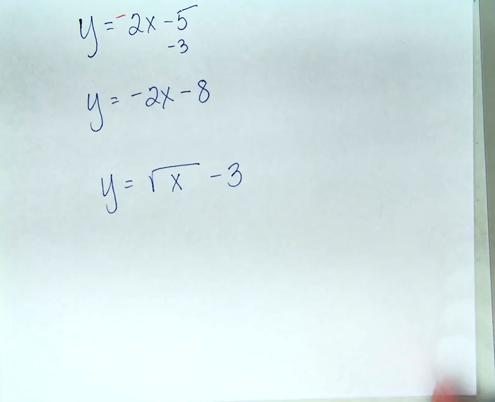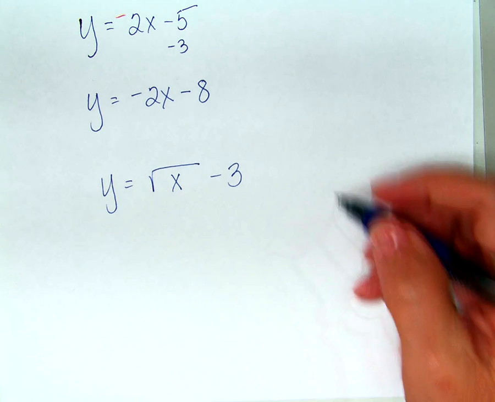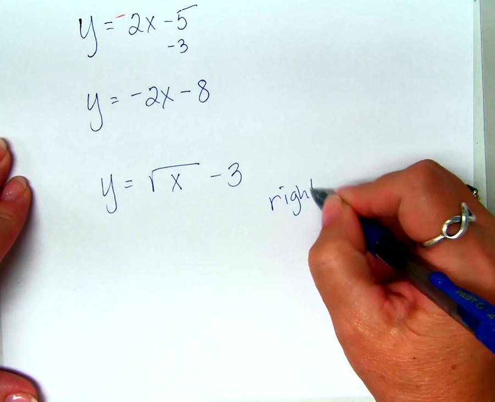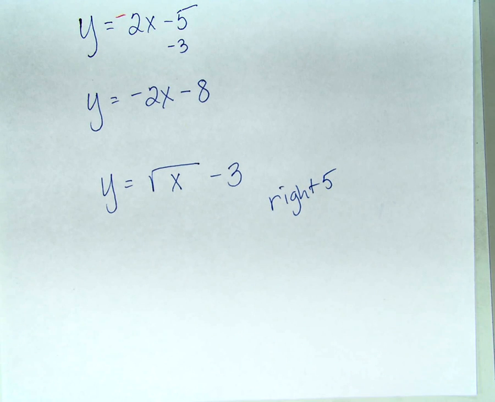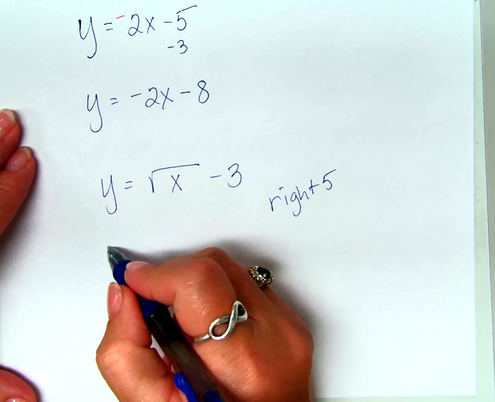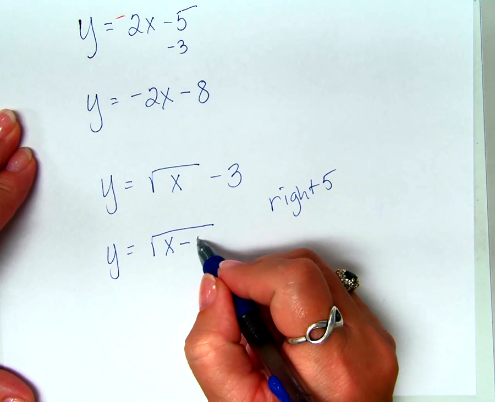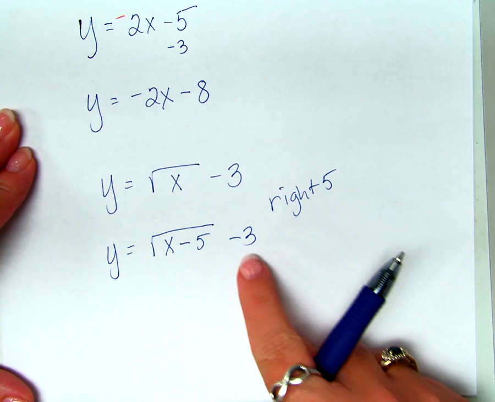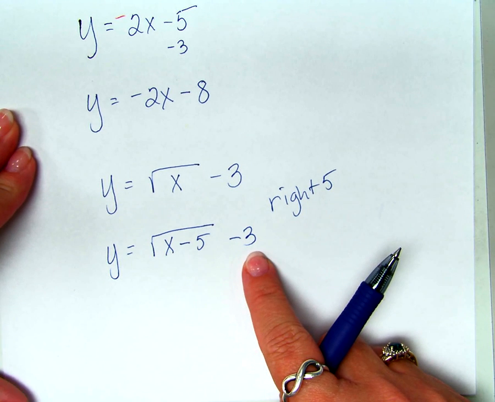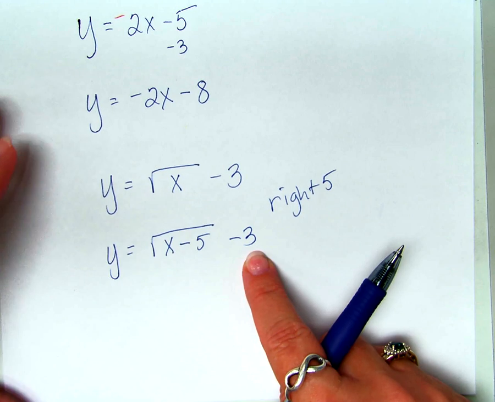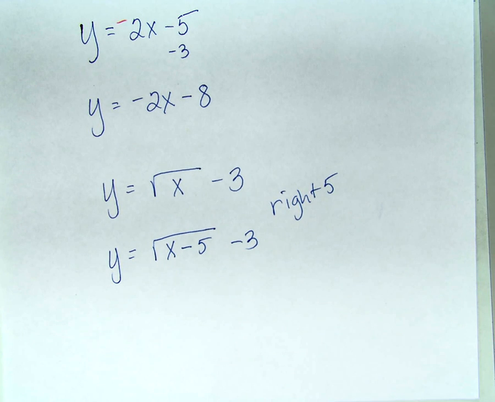if I start right here and I say, I want this function to shift right 5. How do I make it shift right 5? Oh, so inside of the root? Okay. So y equals x minus 5. What do I do with the minus 3? I just leave it. It's not affecting that at all, is it? And then guess what? I'm done.